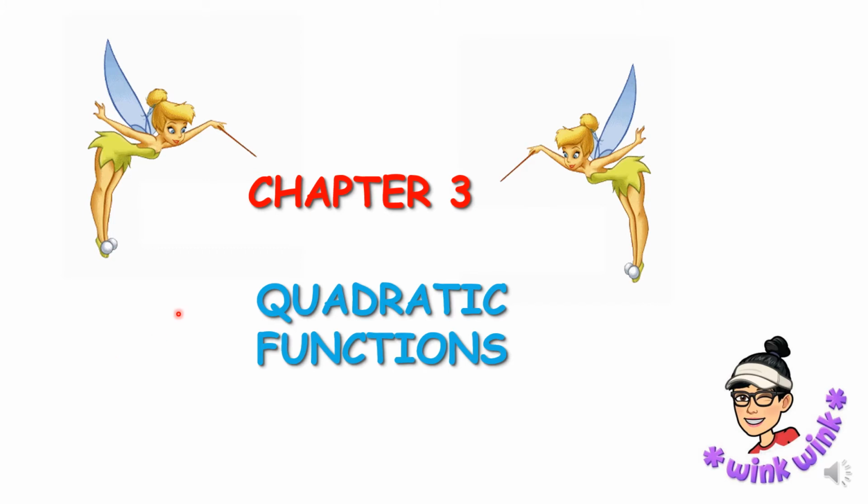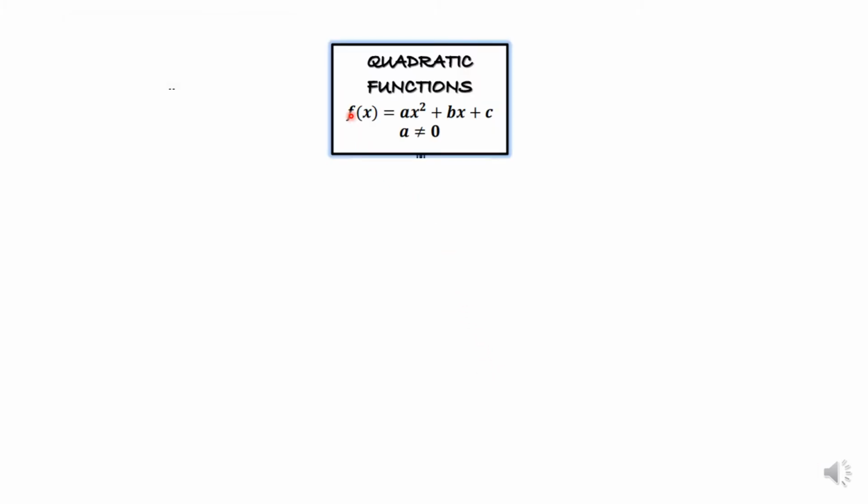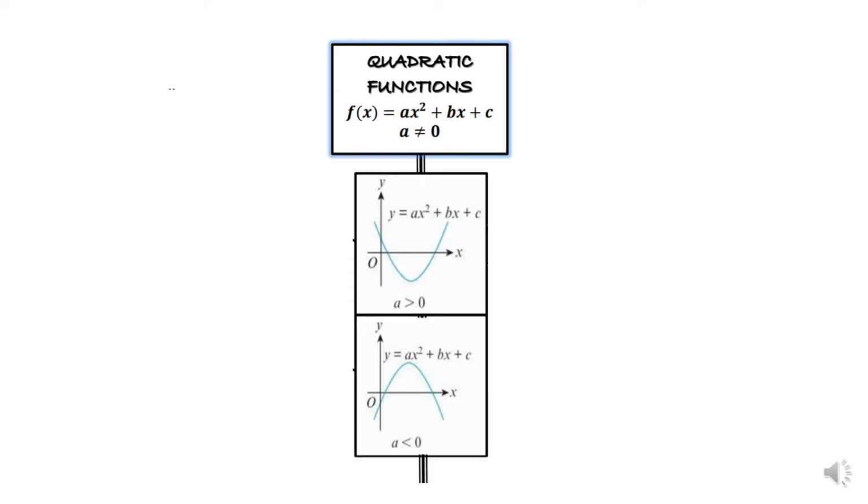Chapter 3, Quadratic Functions. Quadratic functions, f(x) equals ax squared plus bx plus c, where a is not equal to 0. For the quadratic functions, when the value of a is greater than 0, then it should be a U-shaped graph. Whereas for the quadratic function where the value of a is less than 0, it should be an N-shaped graph.